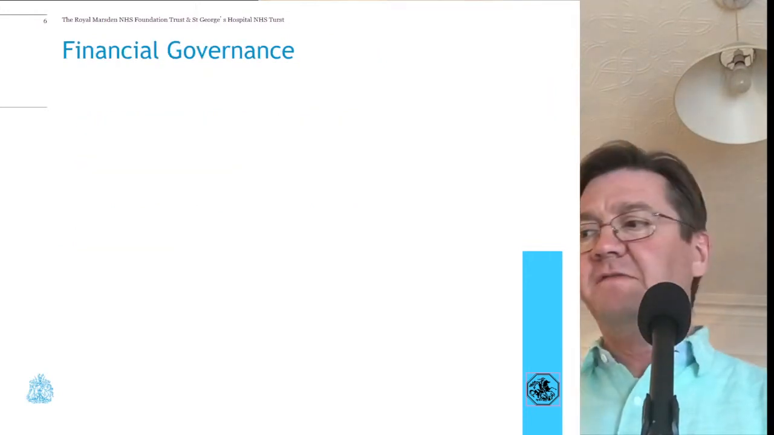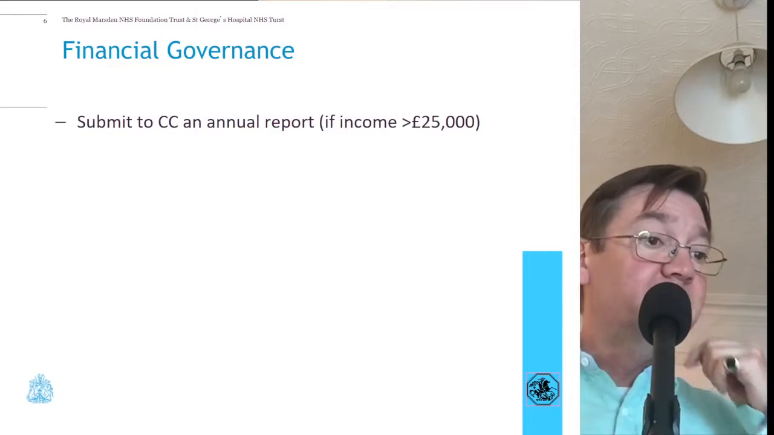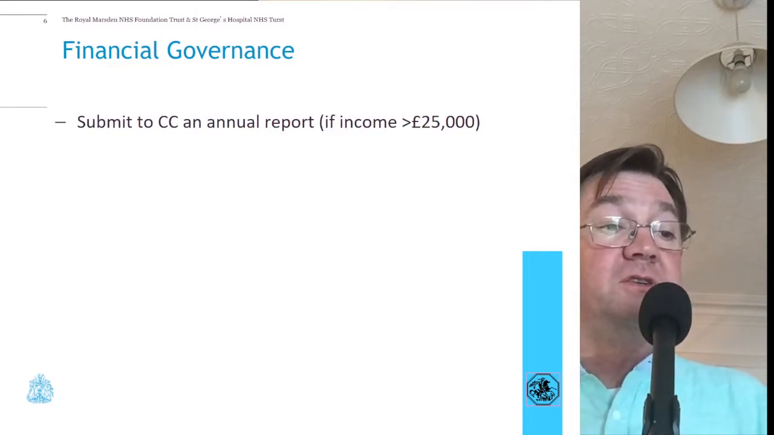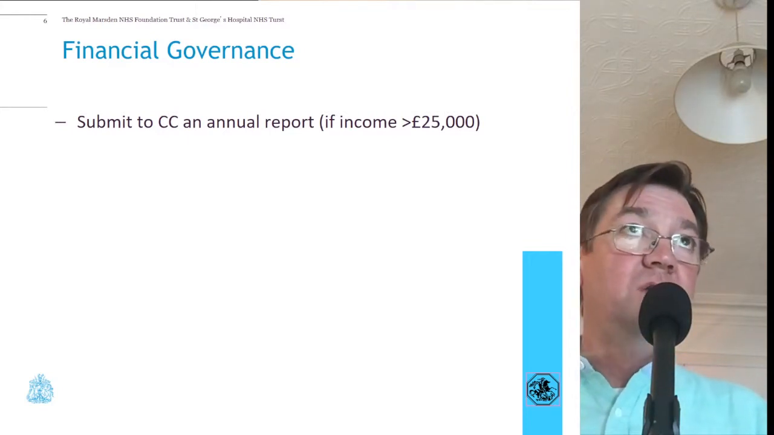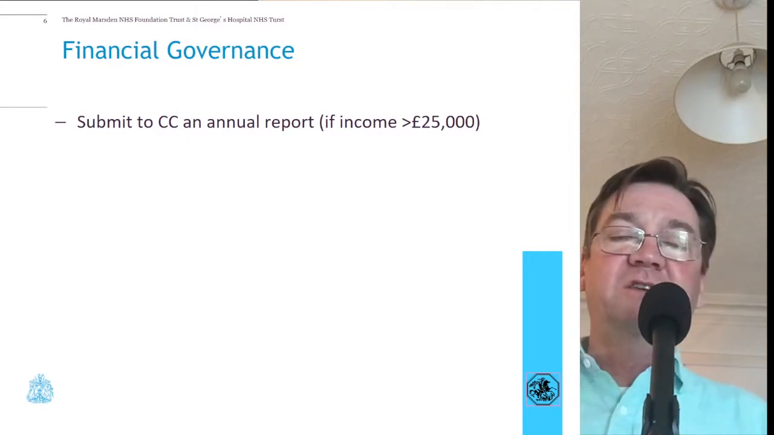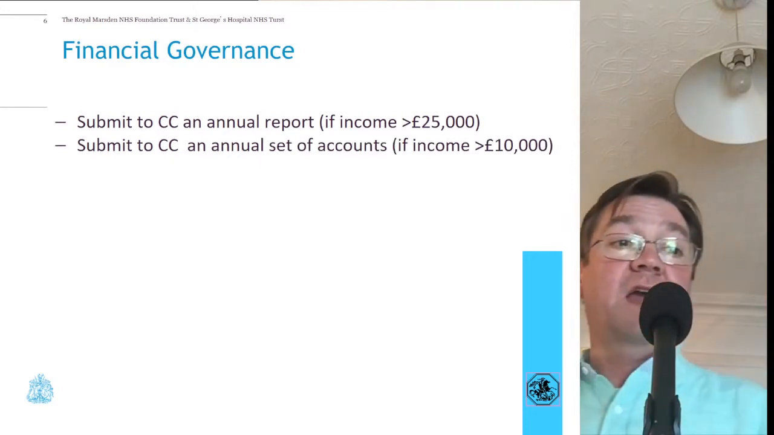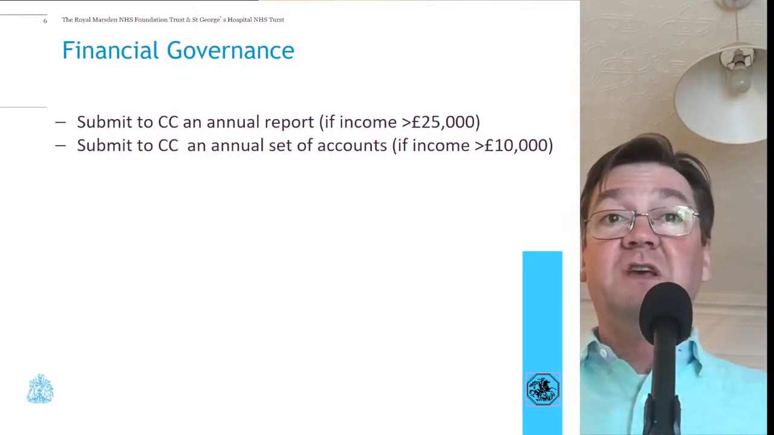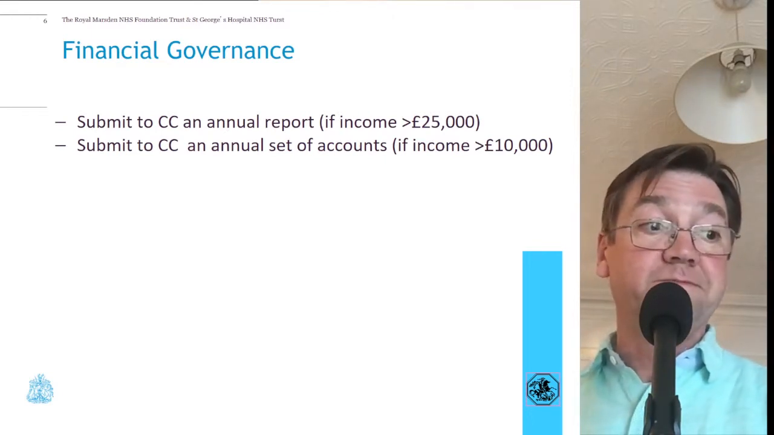So I'm going to talk a bit about financial governance. Each charity has to submit to the Charity Commission an annual report if their income is over £25,000, and that really means reporting the activity that you've done over the year. In addition to that, if your annual accounts show an income of over £10,000 a year, then you have to submit those accounts to the Charity Commission.